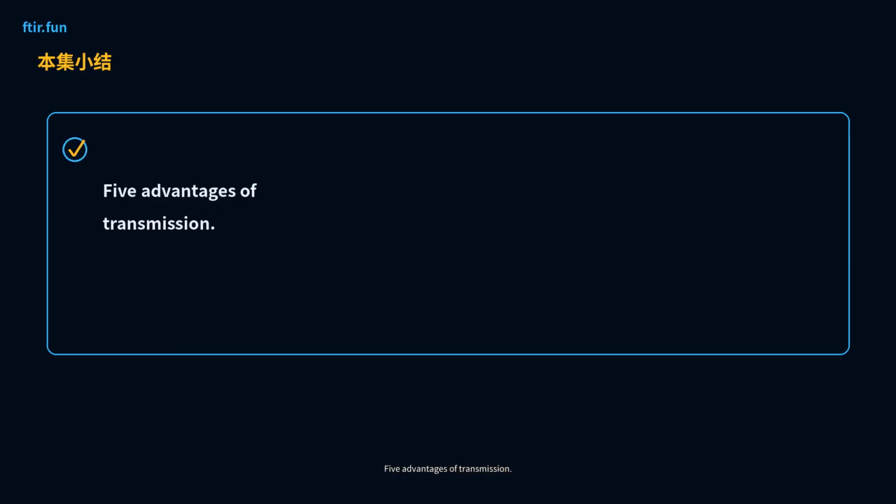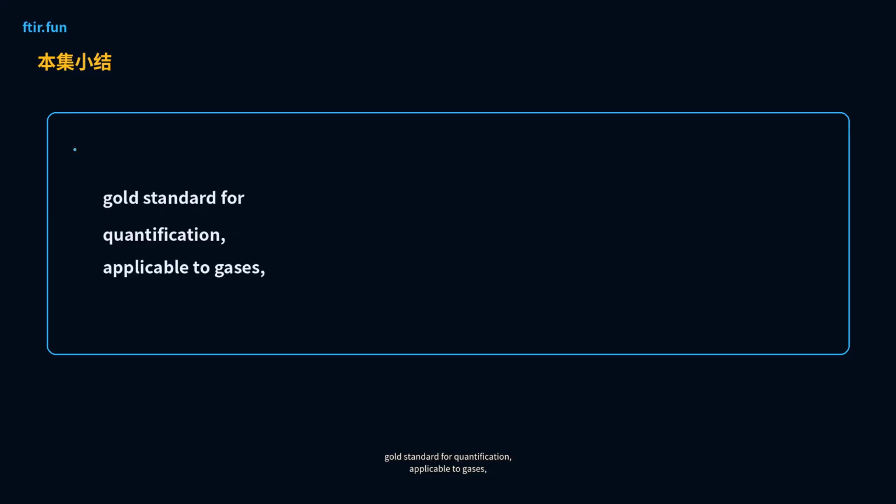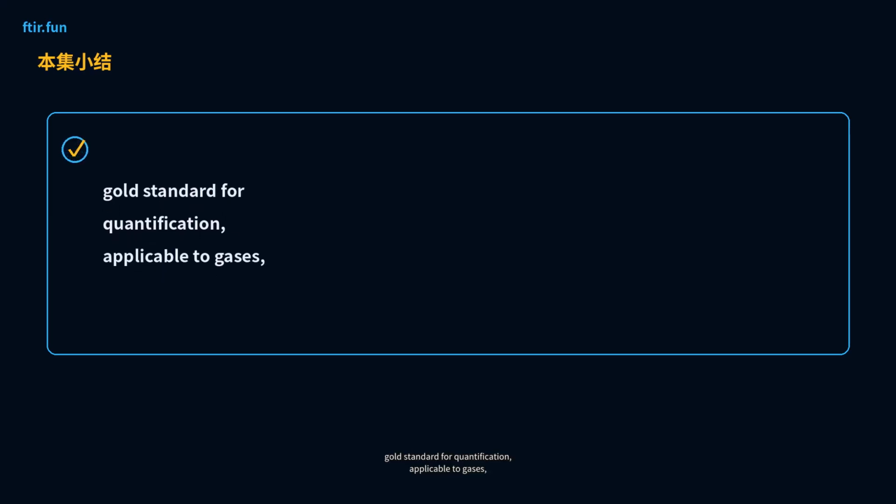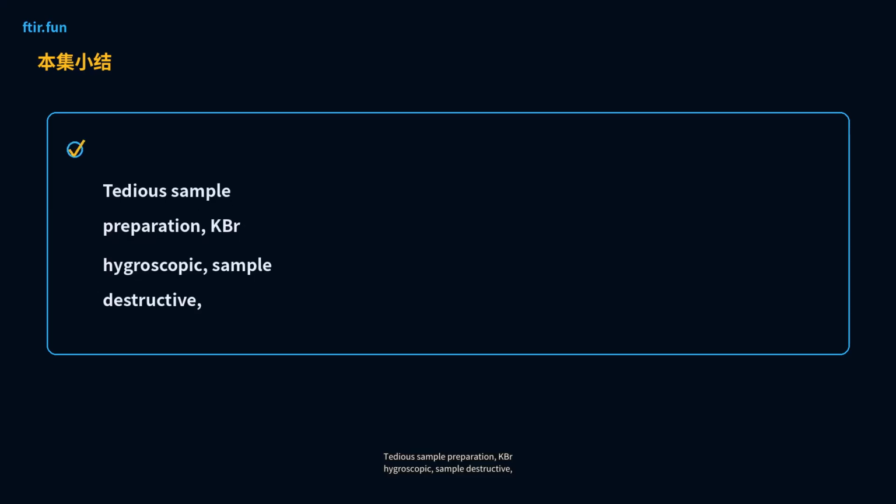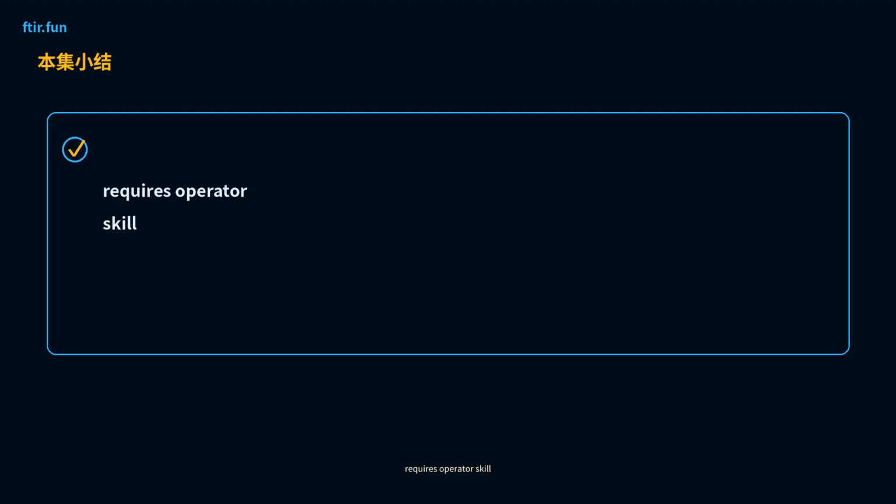Five advantages of transmission: controllable path length, standard spectra, gold standard for quantification, applicable to gases, Fourier possible. Four limitations of transmission: tedious sample preparation, KBr hygroscopy, sample destructive, requires operator skill.